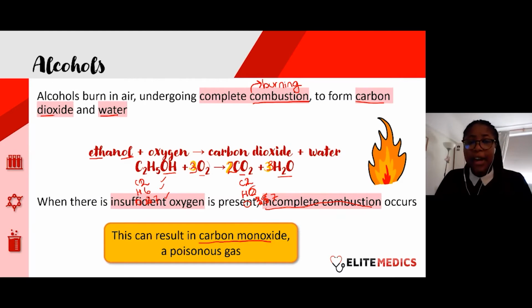So this might happen, for example, if someone was burning alcohol in an enclosed space. Say someone went camping and they have a little portable hob and they're using alcohol as the fuel. They burn it inside the tent, but because the tent is an enclosed space, there's not enough oxygen present, and instead of getting complete combustion, they get incomplete combustion, which makes carbon monoxide, and that's poisonous and might cause death of the people inside the tent. So that's a really dangerous situation that you might have in the case of incomplete combustion.